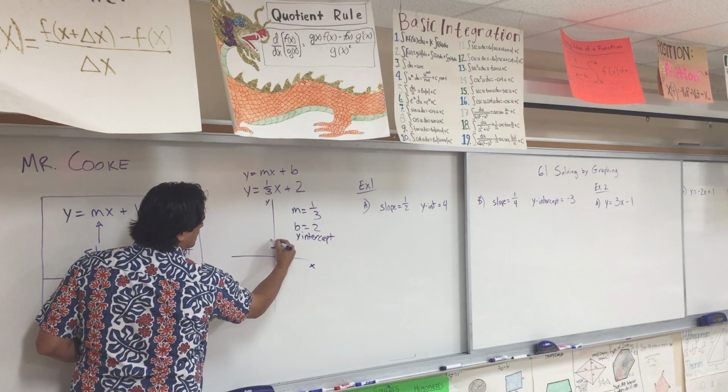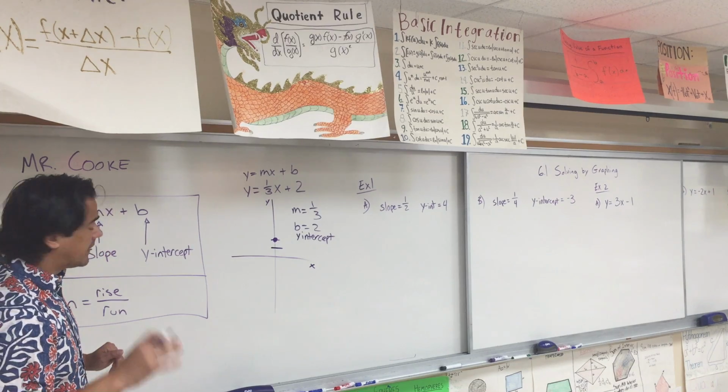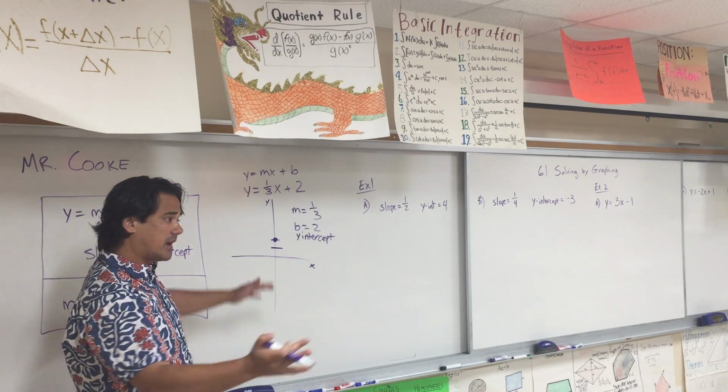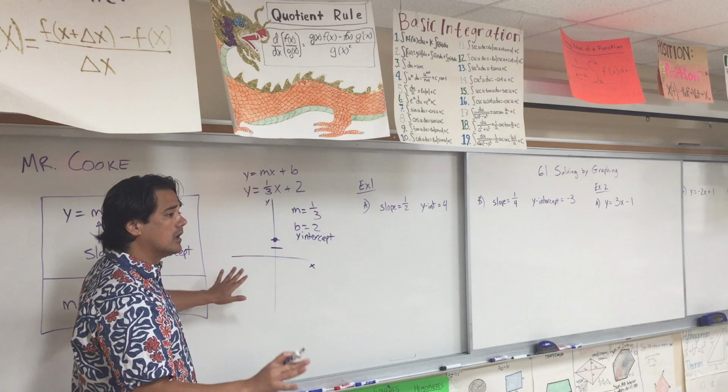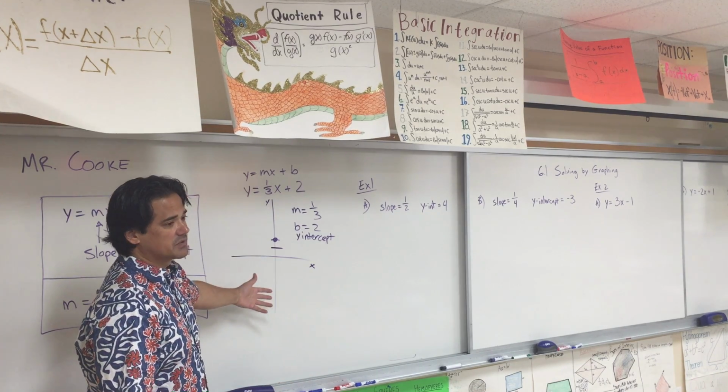So we go up 1, 2, make a dot. Now I don't see anyone writing. That's good. When I'm explaining, I do want you not writing, just following along, trying to make sense of it in your head. Then I'll have you guys do a problem.